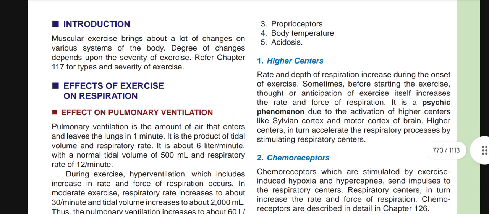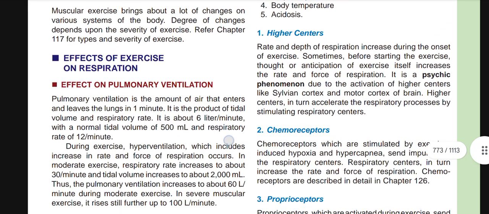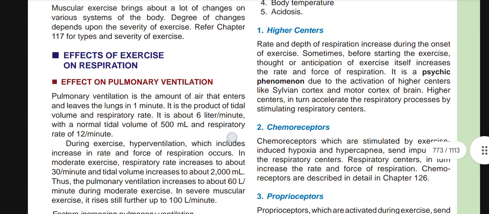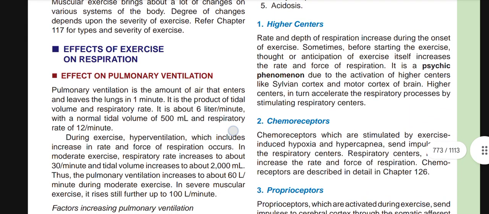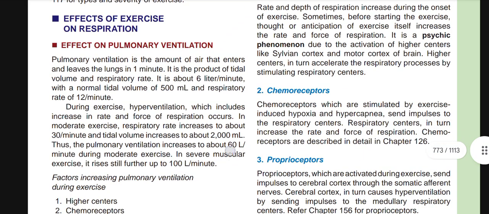Then what are higher centers? Rate and depth of respiration increase during the onset of exercise, sometimes before starting the exercise. Thought or anticipation of exercise itself increases the rate and force of respiration. It is a psychic phenomenon due to the activation of higher centers like sylvian cortex and motor cortex of the brain. Then higher centers in turn accelerate the respiratory processes by stimulating the respiratory centers.